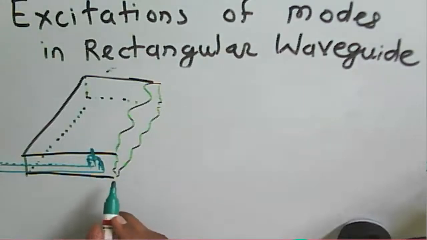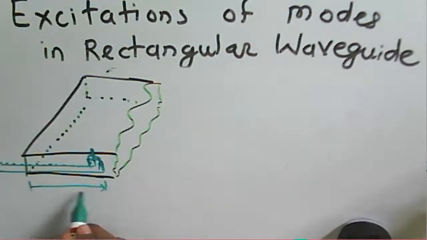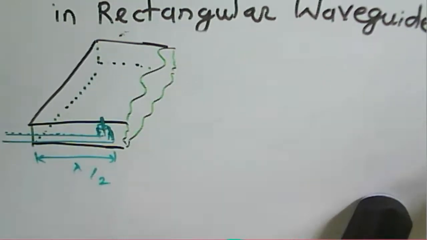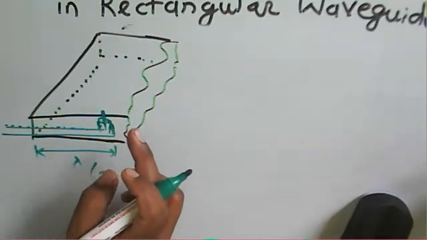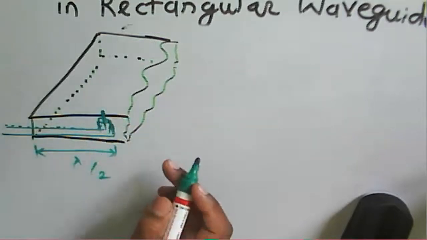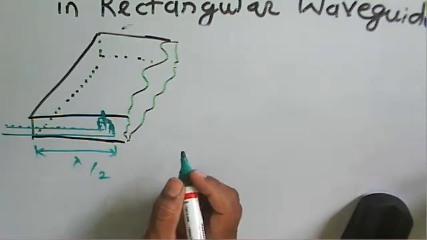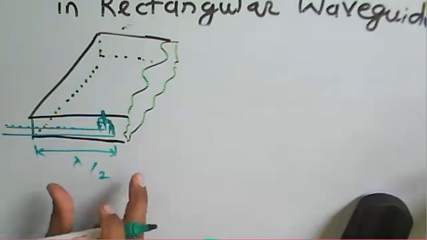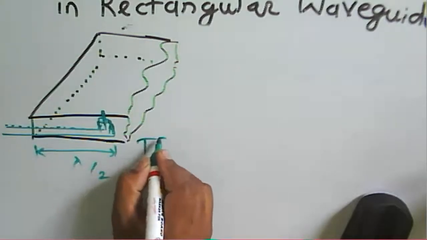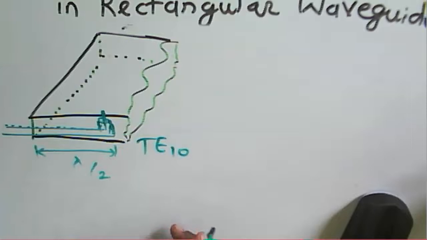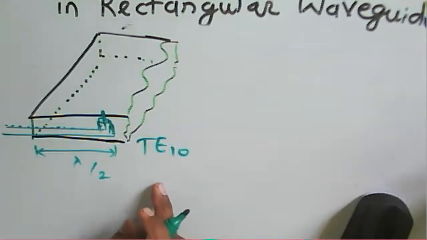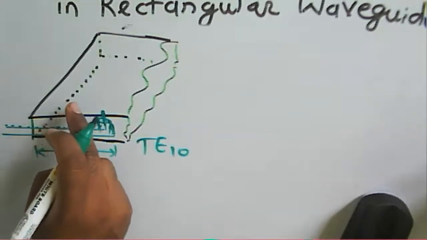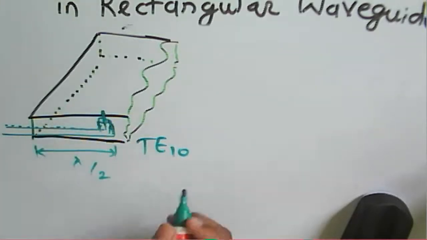That is the input, and that length will be what? Lambda by 2. So one input to the guide, or one probe, we are going to consider here. So that mode is nothing but what? TE10 mode. We are exciting only one particular mode, one particular plane.